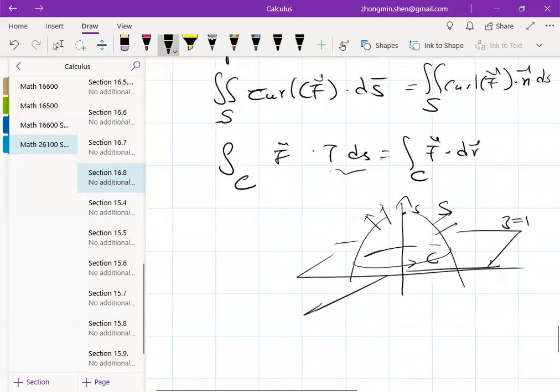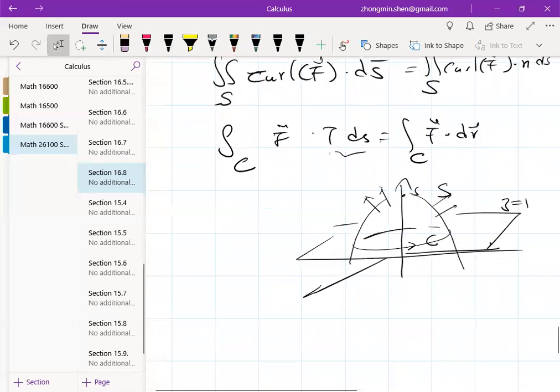All right. So what I'm going to do, I need to find the curl of the vector field. Then I'm going to use the Stokes theorem to change the surface integral to a line integral. So it's a little bit complicated, but we have to do that. I hope I have enough time to complete.